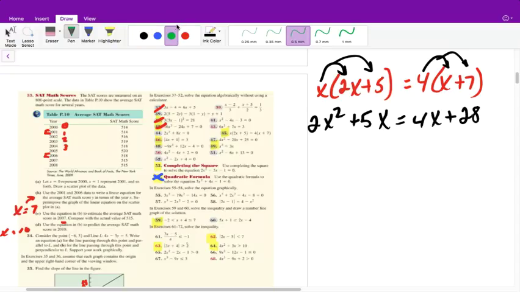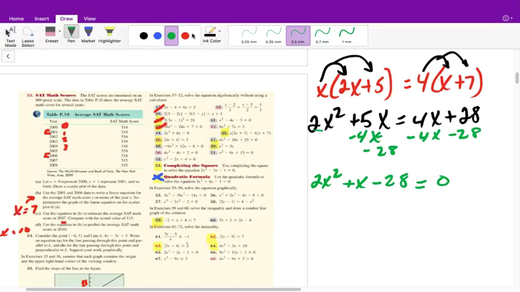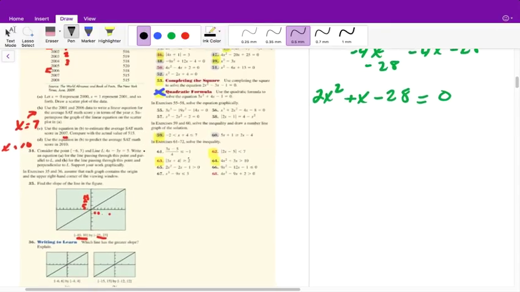All right, then after we do this, since we have x's and x squareds, we need to set it equal to 0. So I'm going to subtract over the 4x and the 28. So then we get 2x squared plus x minus 28 is equal to 0. Once again, we now have the three different methods that we can try and use to solve for this. And I'm going to go for factoring first. Let's see if factoring works this time.